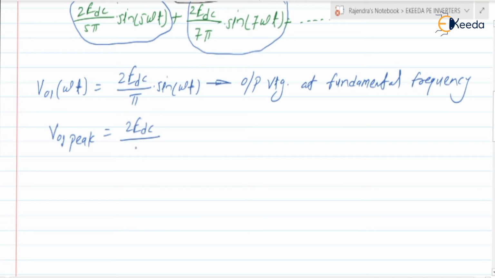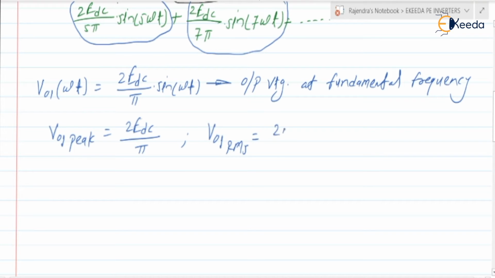2 EDC by pi, right? As this is the peak value and this is the sinusoidal function V01, can we write what is the V01 RMS? Yes, we can write it as V01 RMS is equal to what? V01 peak divided by root 2.